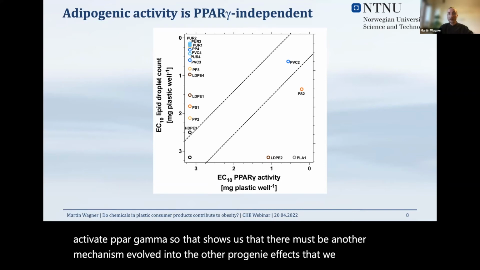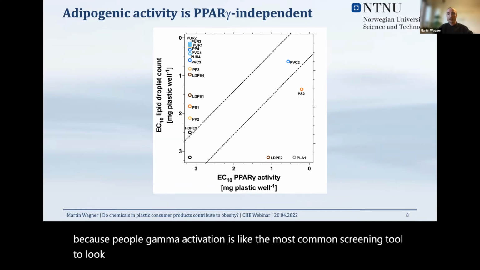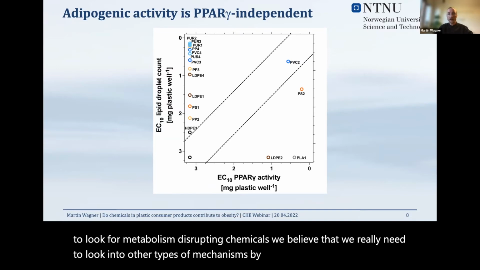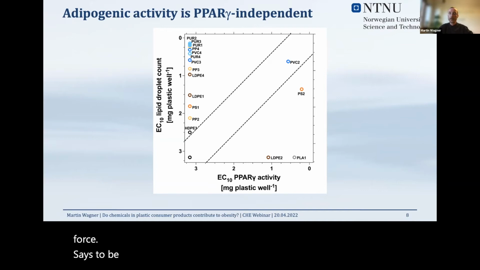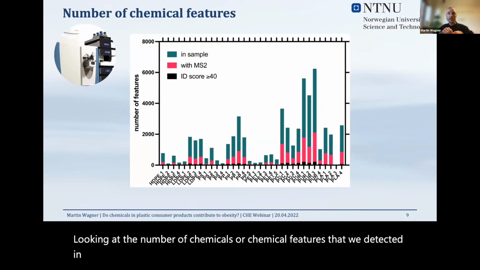And because PPAR gamma activation is the most common screening tool to look for metabolism disrupting chemicals, we believe that we really need to look into other types of mechanisms by which chemicals would force cells to become fat cells. Looking at the number of chemicals or chemical features that we detected in our samples, overall we found more than 55,000 chemical features across all samples.